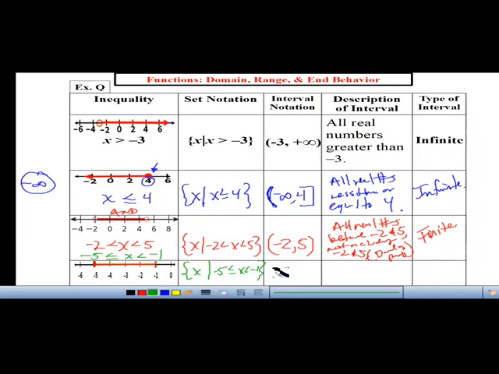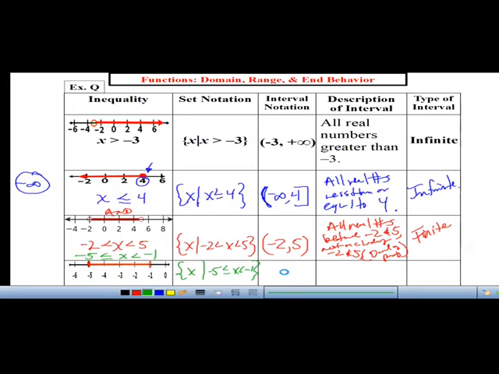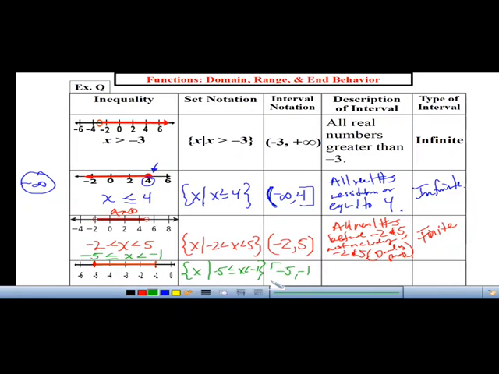Help me with the interval notation, please. Esmeralda, what would you write? -1, -5. Close. We start with the smallest one or the one farthest to the left. So it's -5, -1. Do we include -5? Yes, so we use a bracket. Do we include -1? No. So we use what? Parentheses.